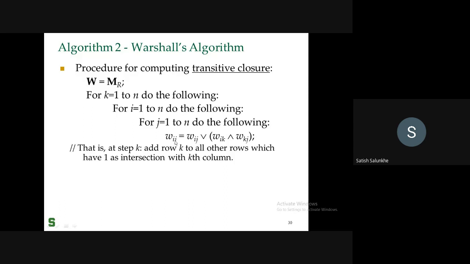Then we are computing 1 comma 1, then 1 comma 2, 1 comma 3, dot dot dot 1 comma n. Once we finish this, then we will go for the second row: W2 comma 1, 2 comma 2, 2 comma 3, dot dot dot 2 comma n. And likewise, we will go to the last row, n comma 1, n comma 2, n comma 3, dot dot dot n comma n. This is the way to update each entry. This is what exactly we are doing.